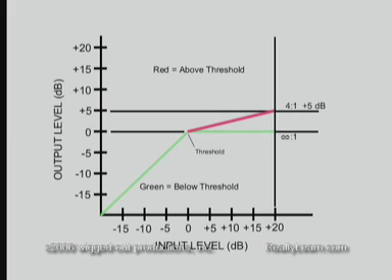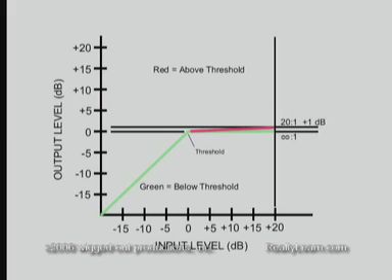It almost looks like a bent leg. In this example, we have a ratio of 4-to-1. This time the compressor will only allow an increase of 1 dB for every 4 dBs above the threshold. So if we have an input of plus 20 dB above the threshold, the compressor will only allow an increase of plus 5 dB above the threshold. Is this starting to make sense?